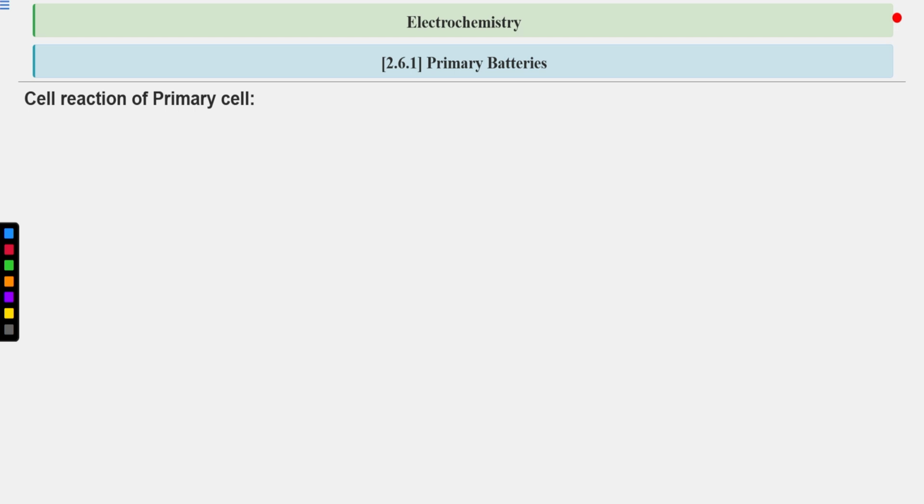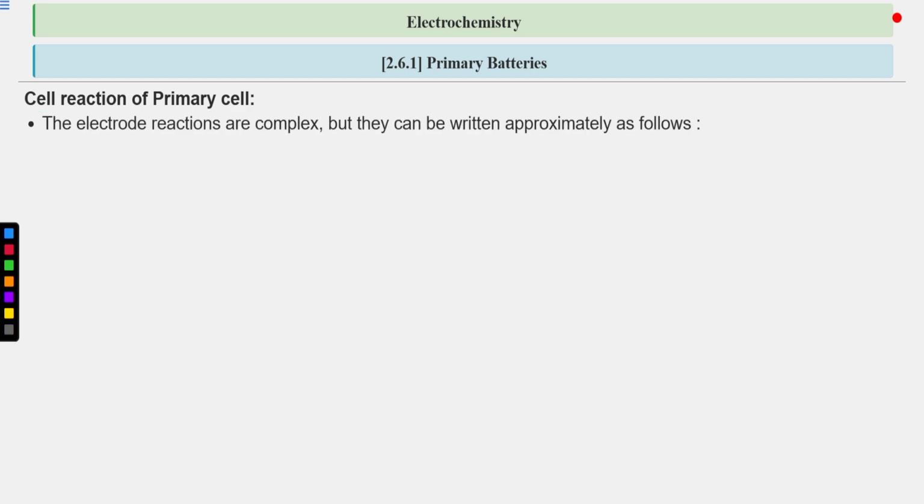Now let's talk about the cell reaction of the primary cell. We have seen the structure of the primary cell, now let's talk about its cell reaction. The electrode reactions are complex, but they can be written approximately as follows. Why are they complex? Because they involve the participation of electrons in different amounts for the oxidation and the reduction process. So they are kind of complex, but they can be written approximately as follows.